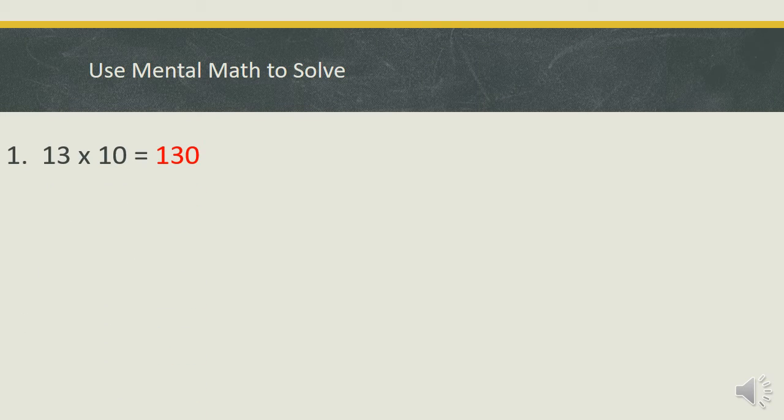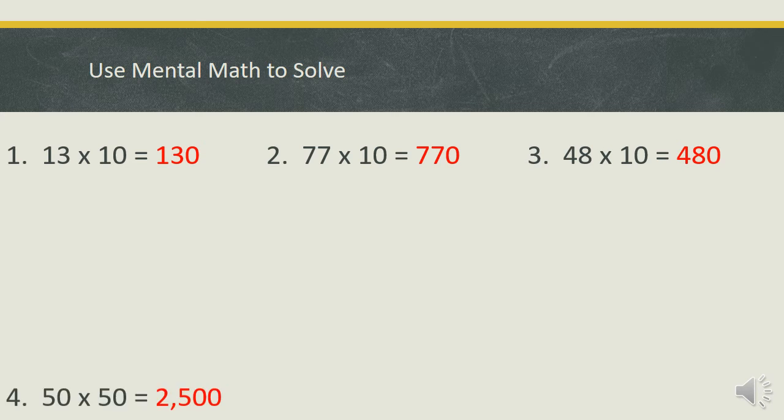Number 1, 13 times 10. 13 times 1 is 13. Annex the 1 zero that we see there, and we get 130. Number 2, 77 times 10. 77 times 1 is 77. Annex 1 zero, you get 770. Number 3, 48 times 10. 48 times 1 is 48. Annex the 1 zero, you get 480.